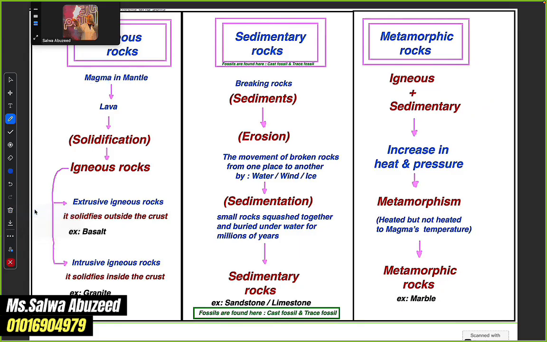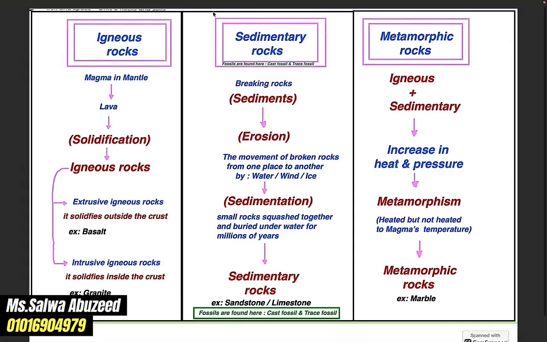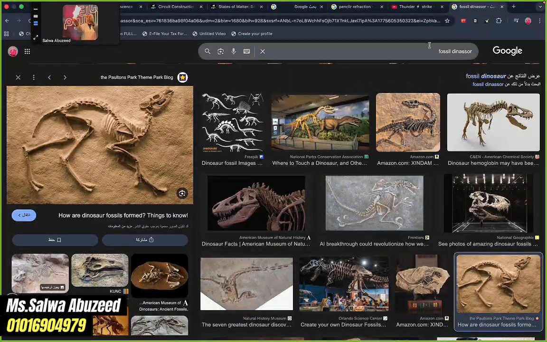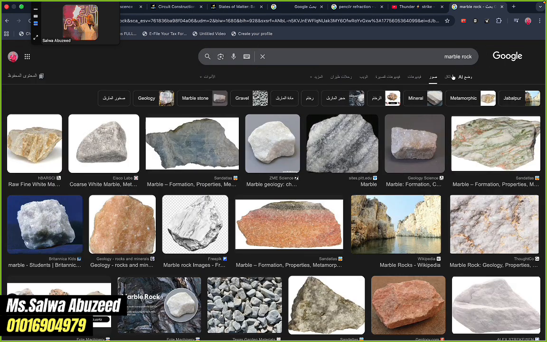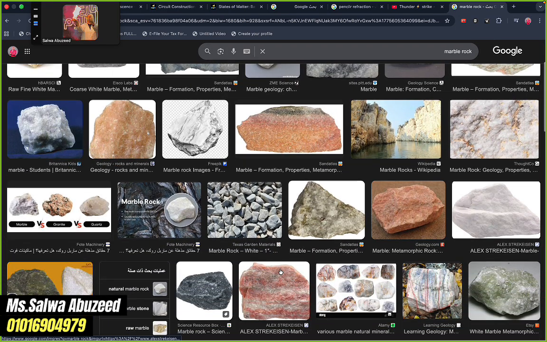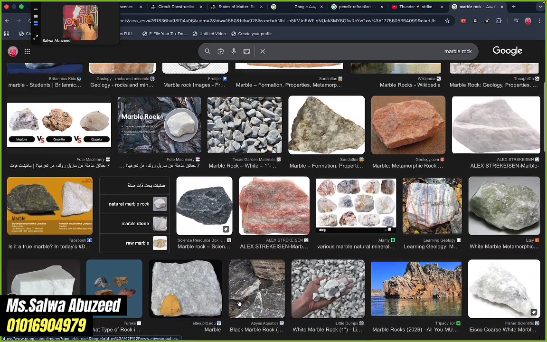What's a marble? You find it in your home, in your kitchen table, everywhere. And it's a mix of both igneous and sedimentary. I will show you a marble and show you that is 100%. You can see it with your own eye. That's sedimentary. It's a metamorphic rock. So let's see over here, marble.